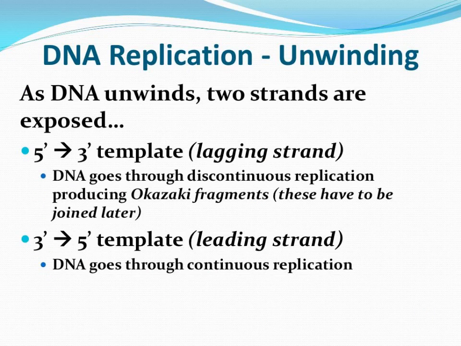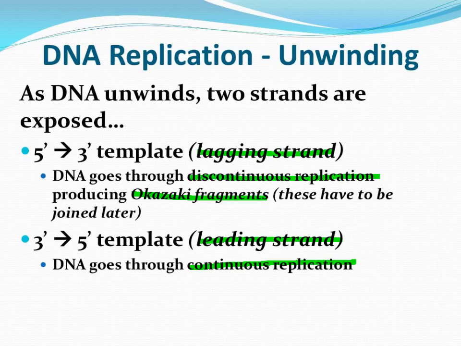So as it unwinds, there are 2 strands. So we have something called the lagging strand and the leading strand. Basically, big picture here, the leading strand is a continuous replication. It's one continuous part. It doesn't have to stop and start, stop and start. The lagging strand has to stop and start. So it produces something called Okazaki fragments. And don't worry, we'll discuss this. I'll show you some pictures. But it's these fragments that have to be later put together. So lagging is discontinuous. Leading is continuous.